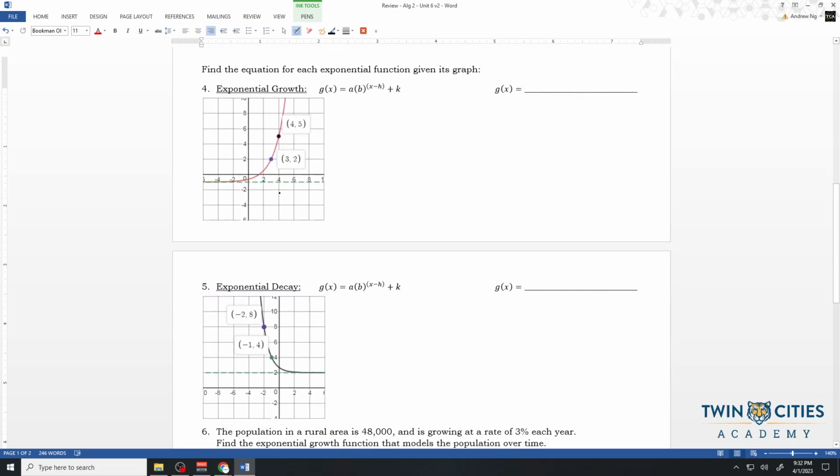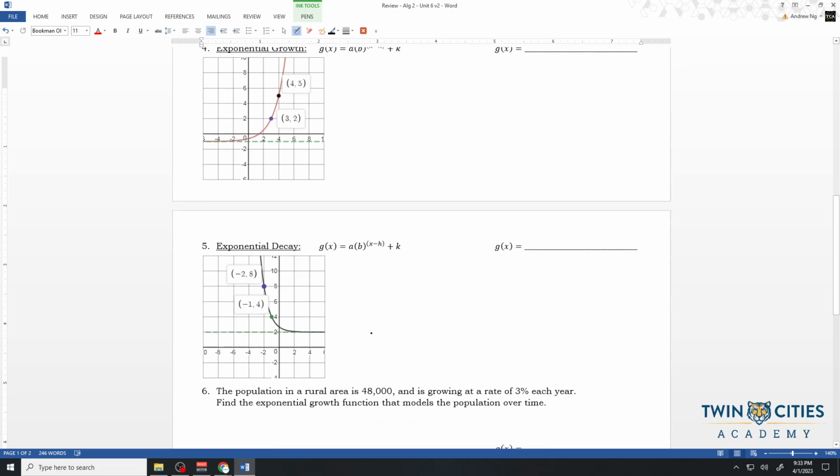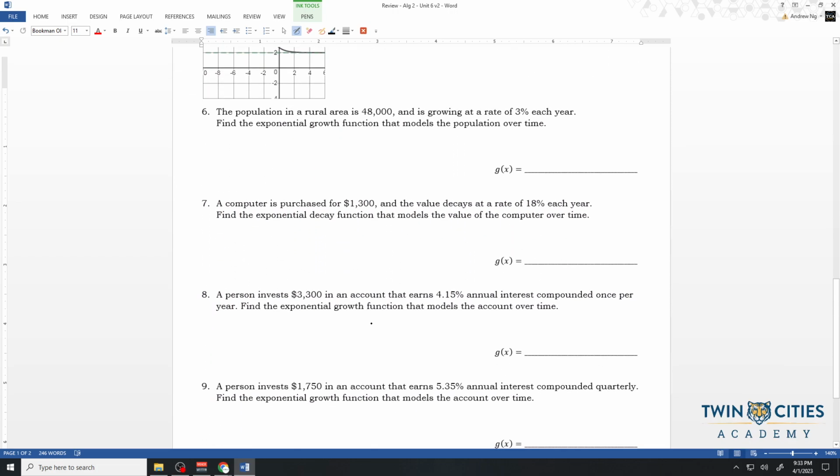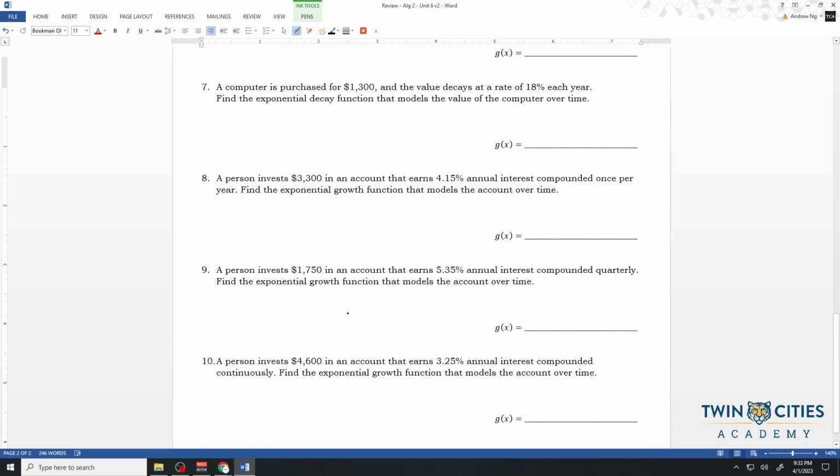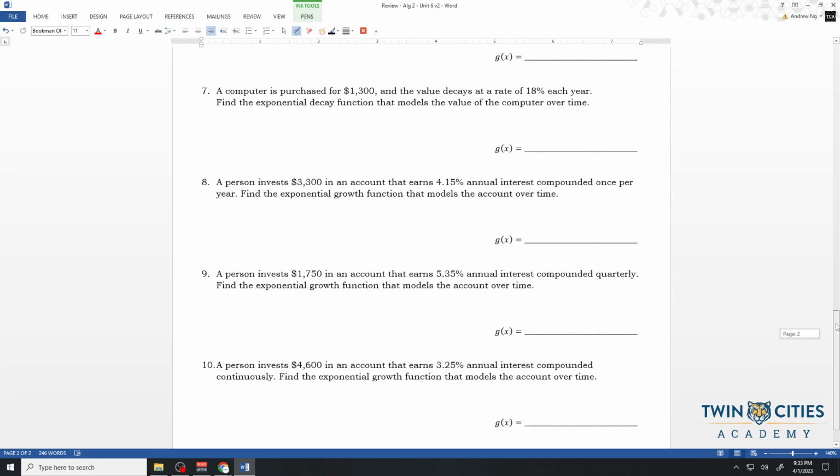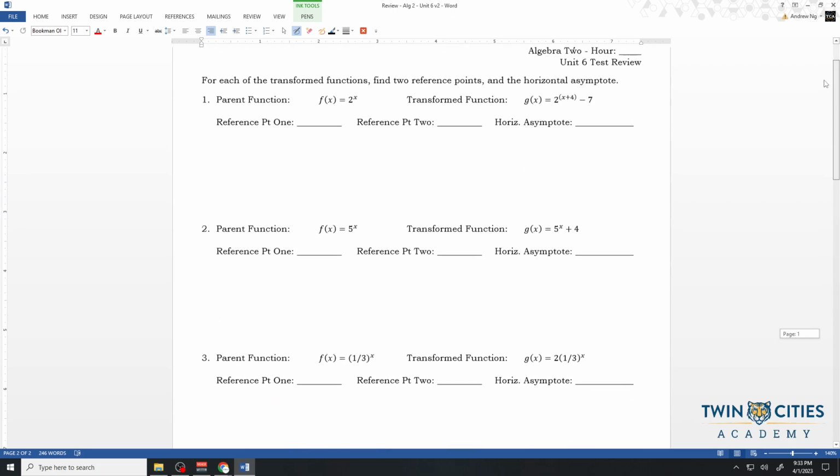For numbers 4 and 5, you'll be given a graph, one for exponential growth, another for exponential decay, and based on the information in the graph, you have to tell me what the exponential function in standard form is for that graph. Finally, for 6, 7, 8, 9, and 10, we've got some word problems. You have to find what the exponential function is that fits that situation. So let's go back to the top and start with number 1.